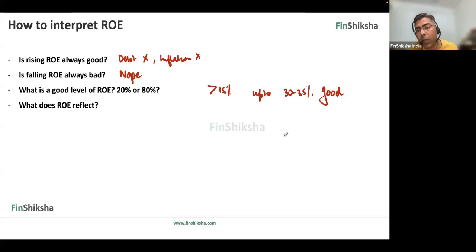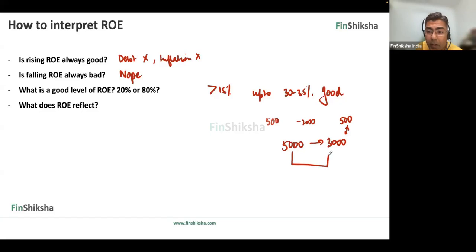So let's say your equity was, for argument's sake, 5,000, and you made a big loss of 2,000 crore. So this 5,000 goes to 3,000 next year when you made that loss, right? And when it was 5,000, the year before that, the profit was 500. Now there was a loss. Let's say there was a 2,000 crore loss. And the third year, you again made a 500 crore profit. You calculate ROE here, 500 divided by 3,000, right? And you will probably get a number of about 16, 17%. And you'll say, okay, that looks good. But you need to understand that the denominator has been distorted.